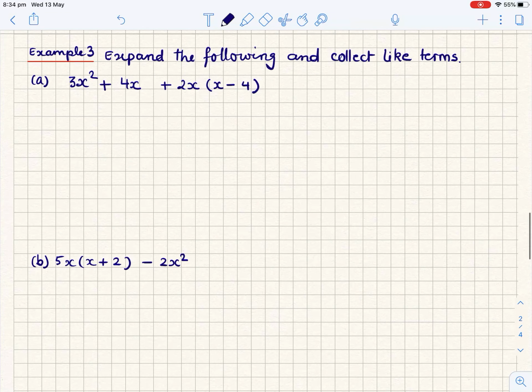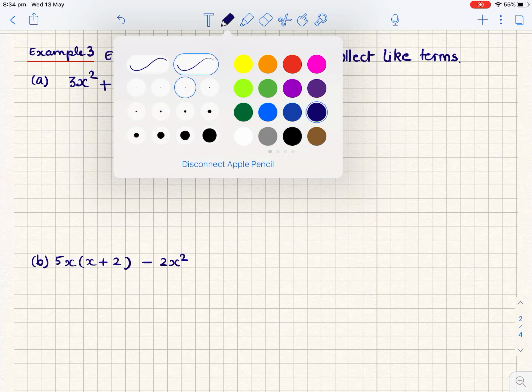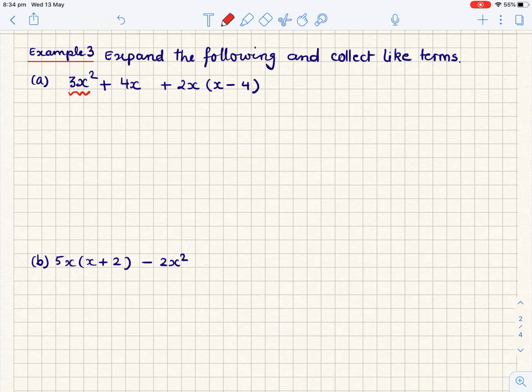Example 3, part A. Now here we actually have 3 terms. First term, second term, and the third term. The third term involves the brackets, not the first and second. And also you need to be careful with 4x and 2x. They cannot be combined because 2x is not on its own. It has a bracket next to it.